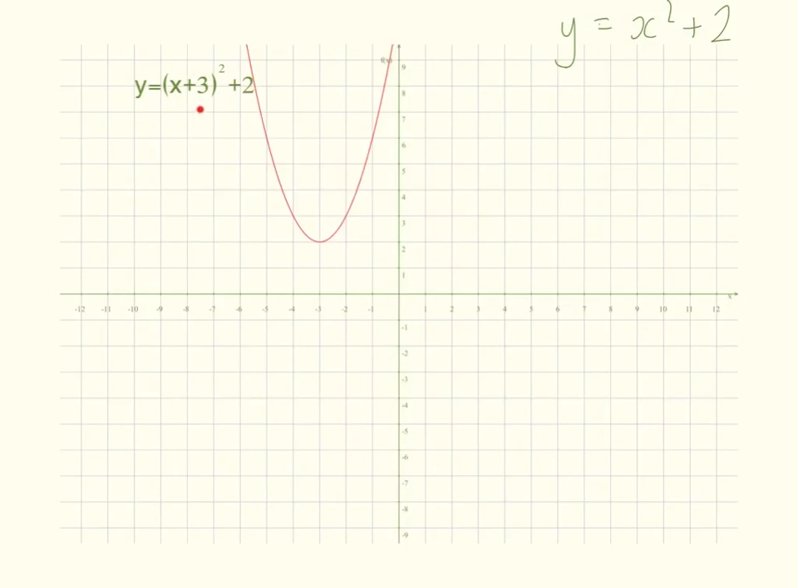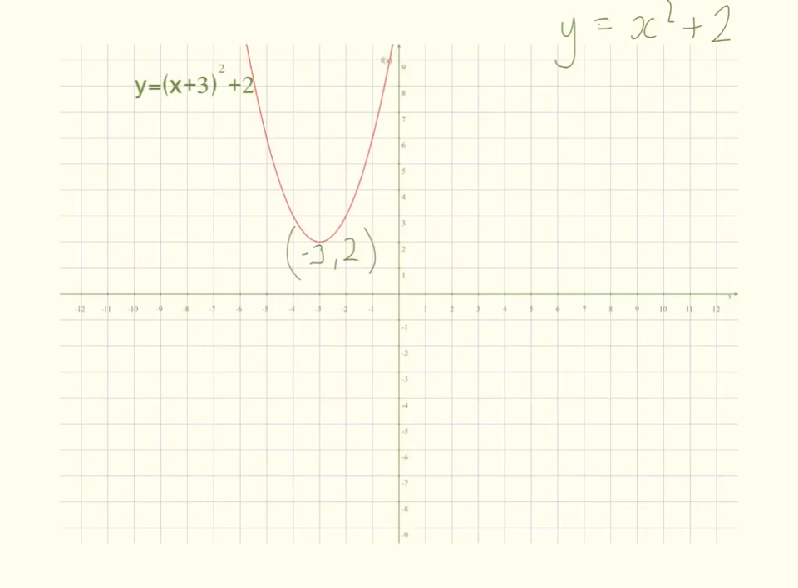Inside the bracket we've got x plus 3 squared. Remember, this does the opposite to what you think. You would probably think that we should move 3 to the right, but actually we move 3 to the left. So this time our turning point is (minus 3, 2). And that corresponds to the negative of this value and this value at the end.